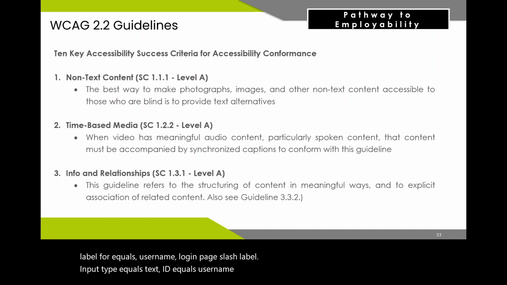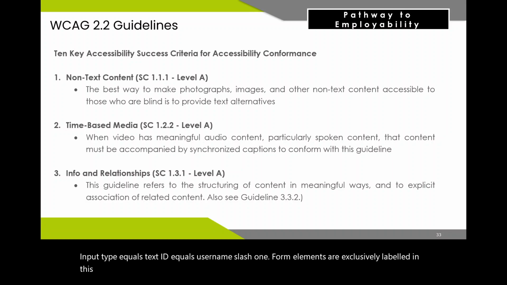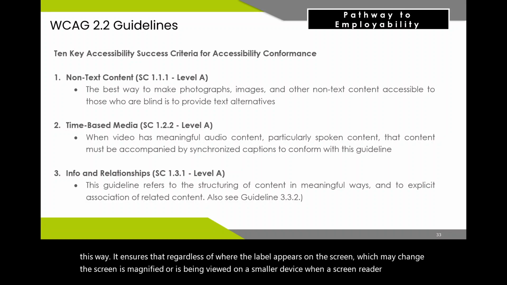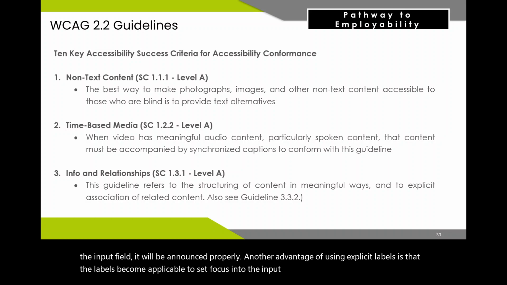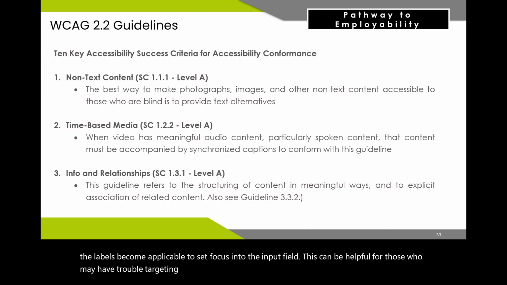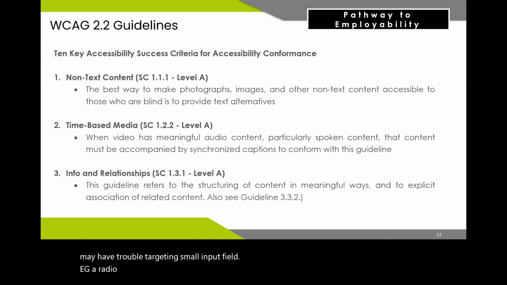When form elements are explicitly labeled in this way, it ensures that regardless of where the label appears on the screen, which may change if a screen is magnified or is being viewed on a smaller device, when a screen reader encounters the input field, it will be announced with its label properly. Another advantage of using explicit labels is that the labels become clickable to send focus into the input field. This can be helpful for those who may have trouble targeting a small input field, e.g., a radio button or a checkbox, with a mouse pointer, giving them a larger target area to click to activate the form element.